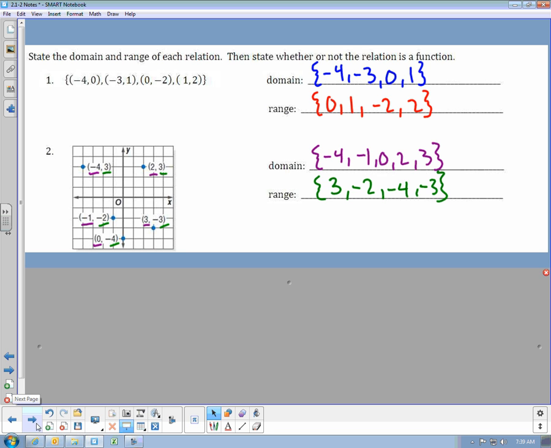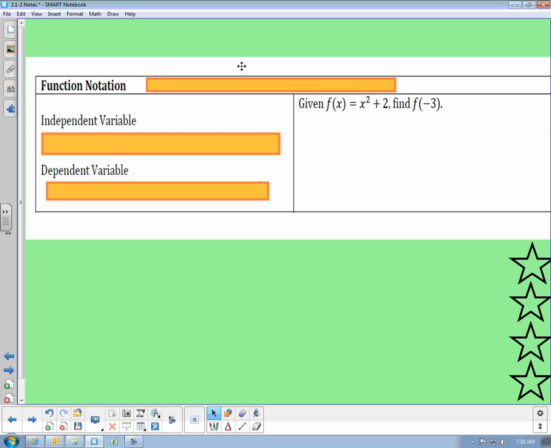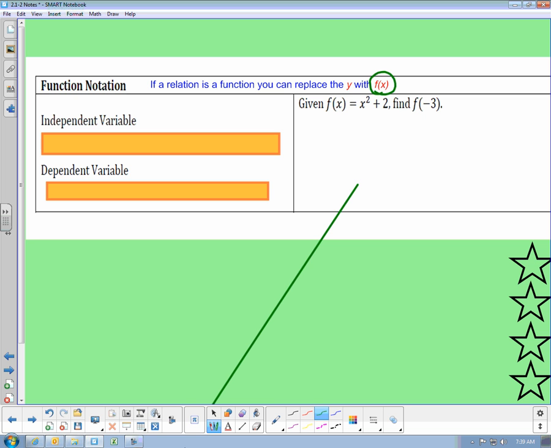Now let's talk about function notation for a second. Function notation is if a relation is a function, I can replace the y with the function of x. That's what that f of x means. That tells me that it's a function. I replace that y with f of x. So you can see over here in the example, I now have f of x is equal to x squared plus 2, where it used to probably say y equals x squared plus 2. So that just tells you that it is a function.